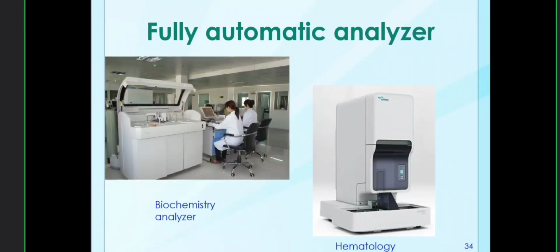Recently, fully automatic analyzers have been applied in most hospital laboratories. We can find here two machines. The left one is a fully automatic analyzer for biochemistry, and the right one is a hematology analyzer for the whole blood test. We can test more than 25 items of the blood samples with this hematology analyzer.